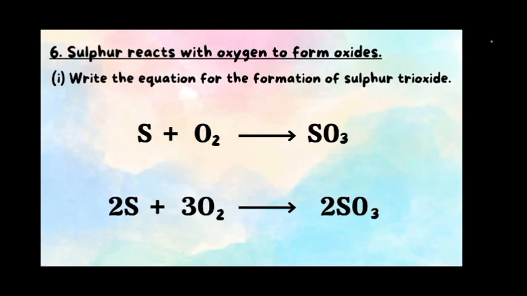Alright, now on to the last question. Sulfur reacts with oxygen to form oxides. Write the equation for the formation of sulfur trioxide. As shown is the equation for the formation of sulfur trioxide. We have sulfur combined with oxygen and we get sulfur trioxide.